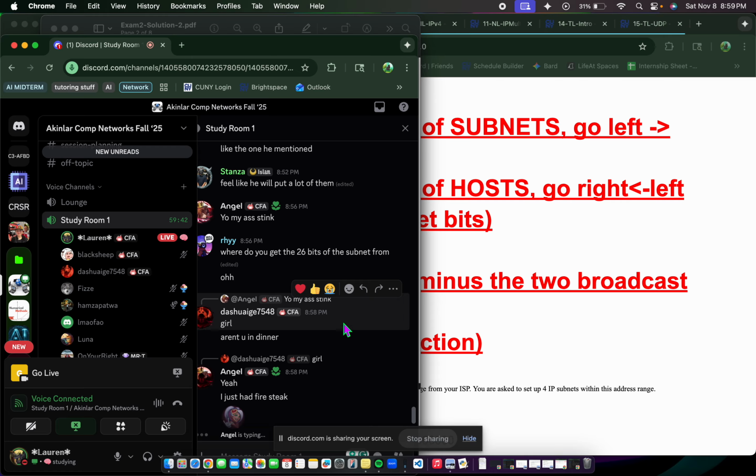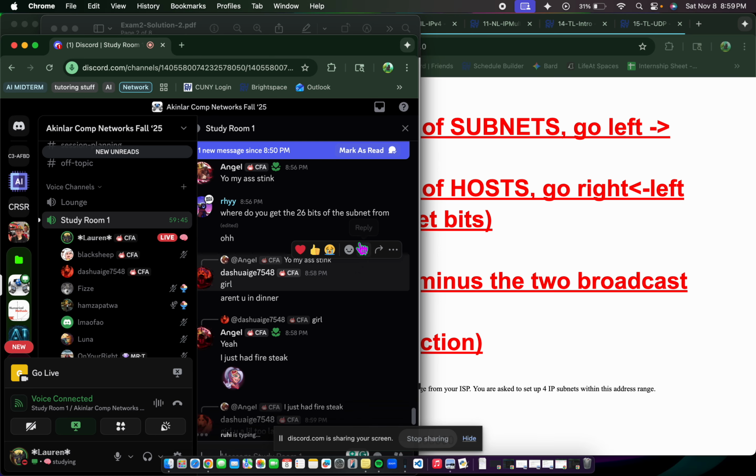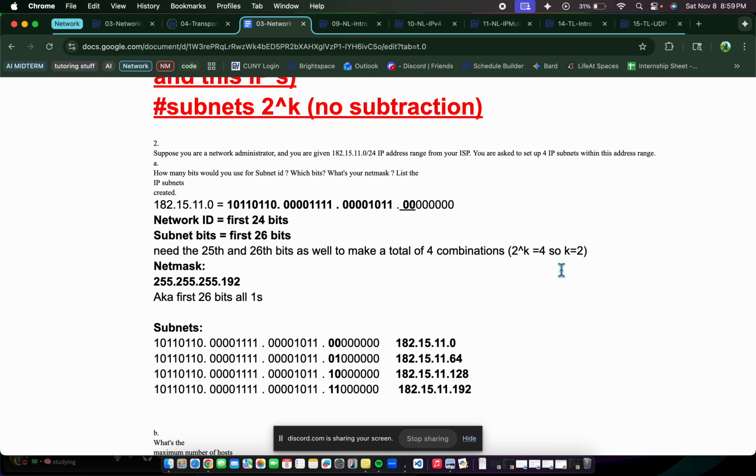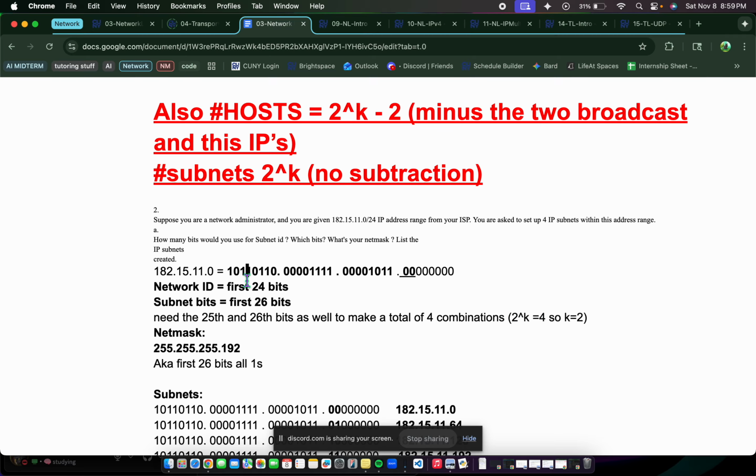Where do you get the 26 bits of the subnet from? Again, we knew it was 24 bits for your network ID. And then we also know that we have to set up 4 subnets. How many bits do we need for that? We need k equal to 2, since 2 to the 2 gives 4 subnets total based on our formula. So 24 plus 2 is 26. So 26 is our total subnet bits.